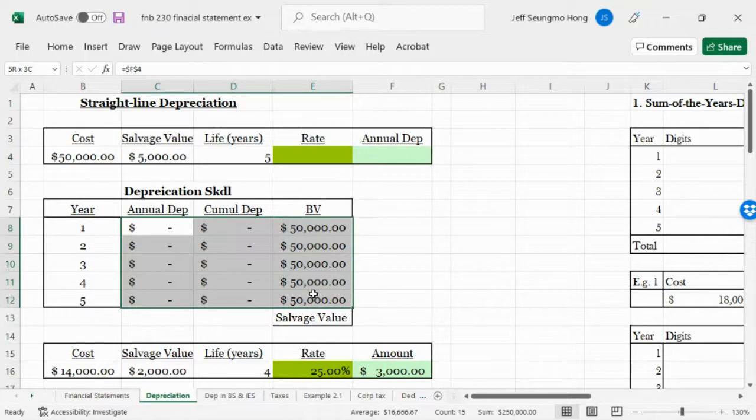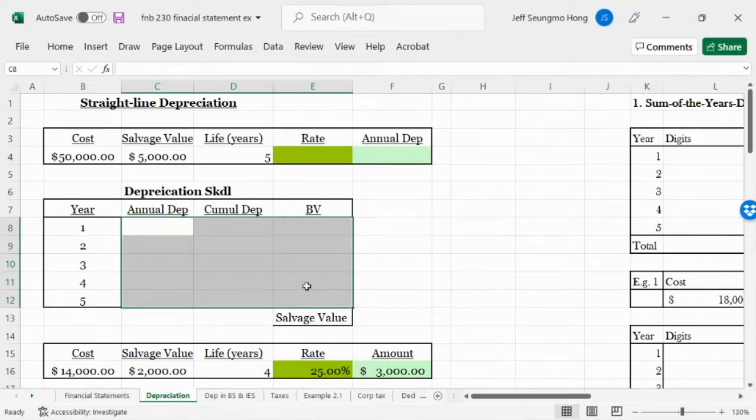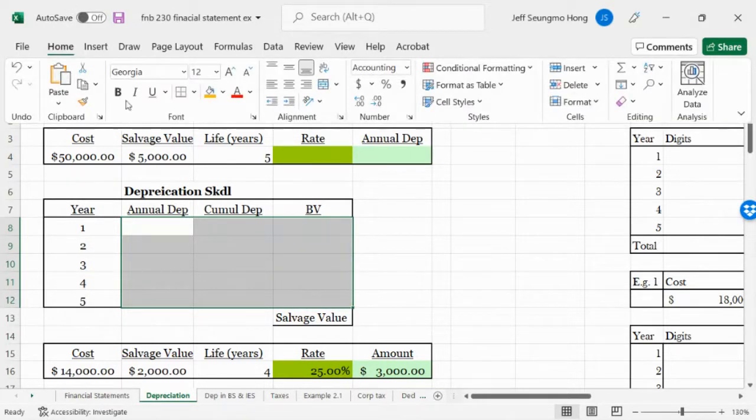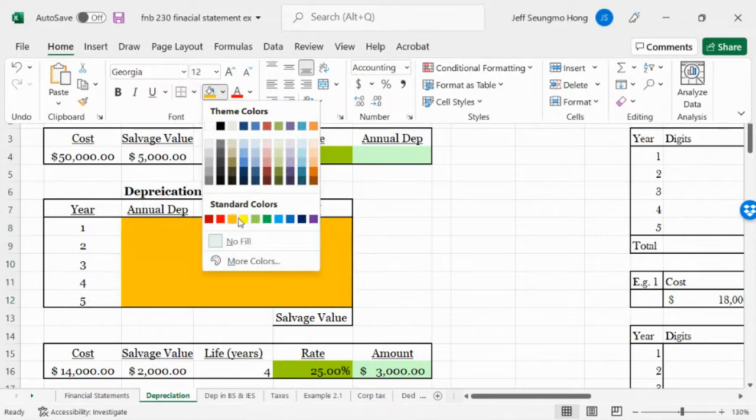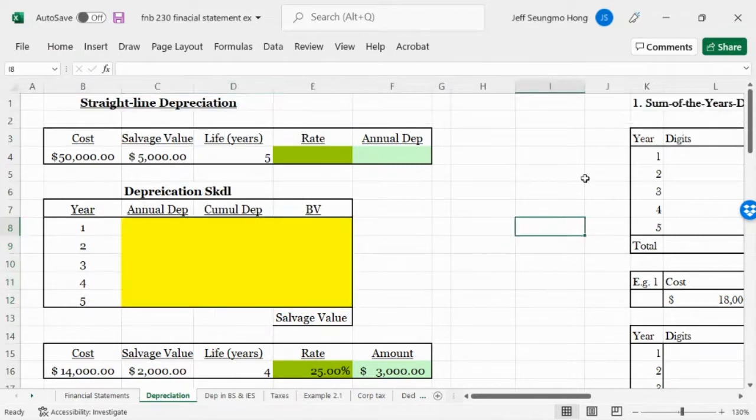And then delete all the highlighted cells first. So in our example, the company bought a $50,000 car. That's called cost. And the salvage value, let's make it 500. What's salvage value? At the end of the service life, think about it.